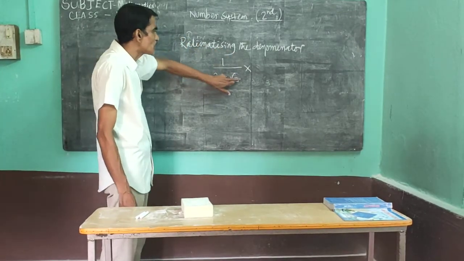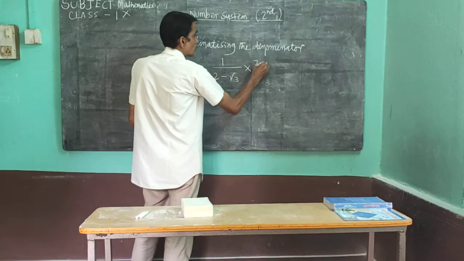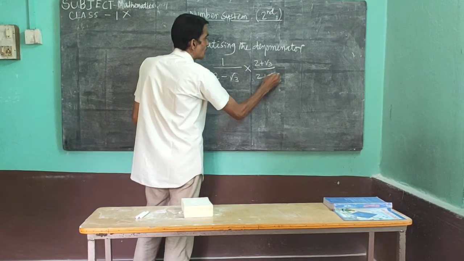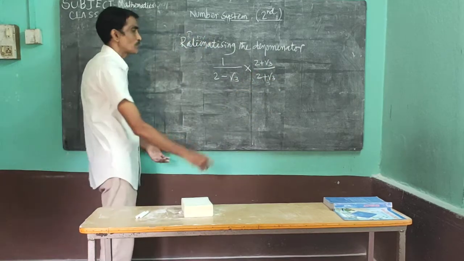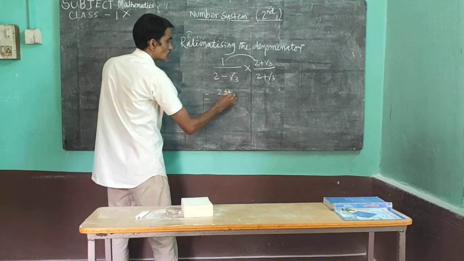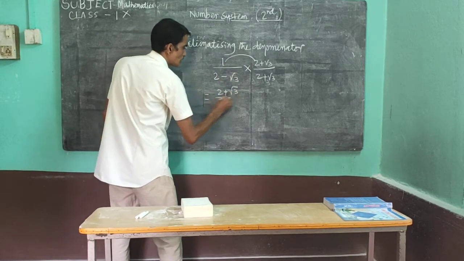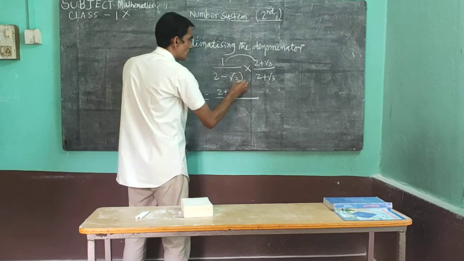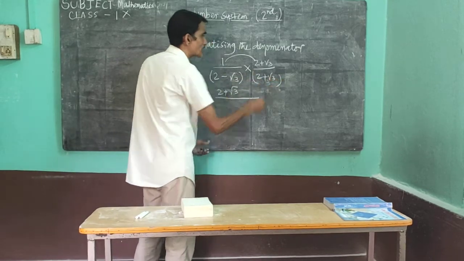If I have 2 minus root 3, I have to multiply by 2 plus root 3 on both the numerator and denominator. Then what answer am I getting here? 1 multiplied with 2 plus root 3 is 2 plus root 3 only. So when I am getting 2 minus root 3 and 2 plus root 3, I am using an algebraic identity.